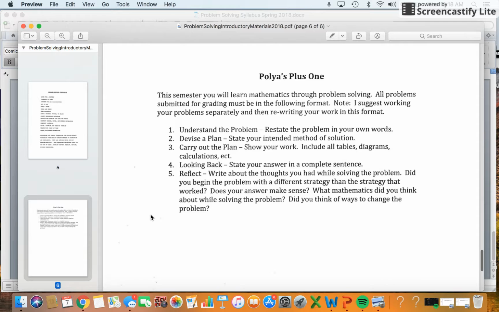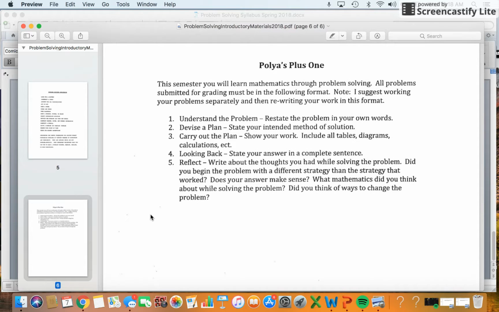Okay, here's the format for your homework notebook. All of the problems that you turn in for your homework notebook will need to be in this format. It is essentially taking George Polya's 4 steps and splitting them into 5 steps. So to understand the problem, I have you restate the problem in your own words. To devise a plan, you're simply going to state your intended method of solution.